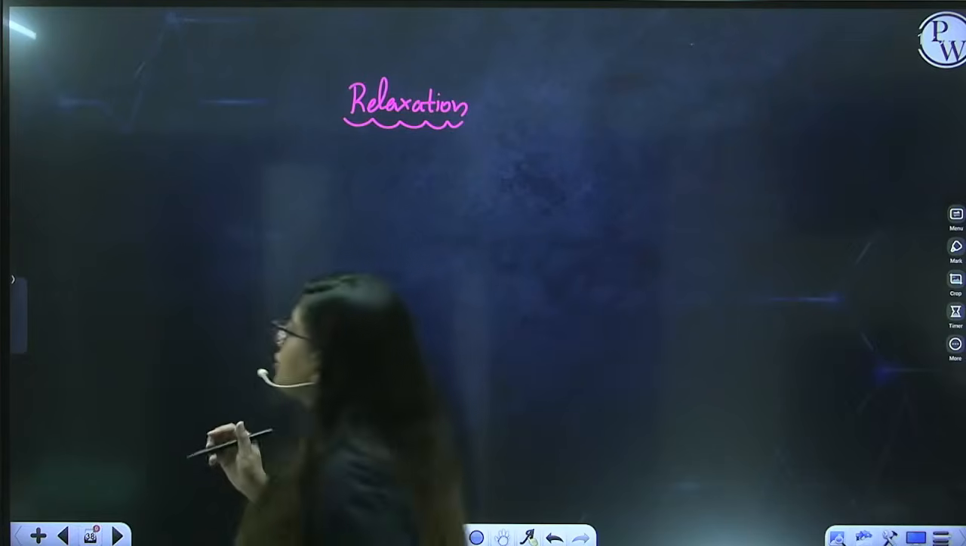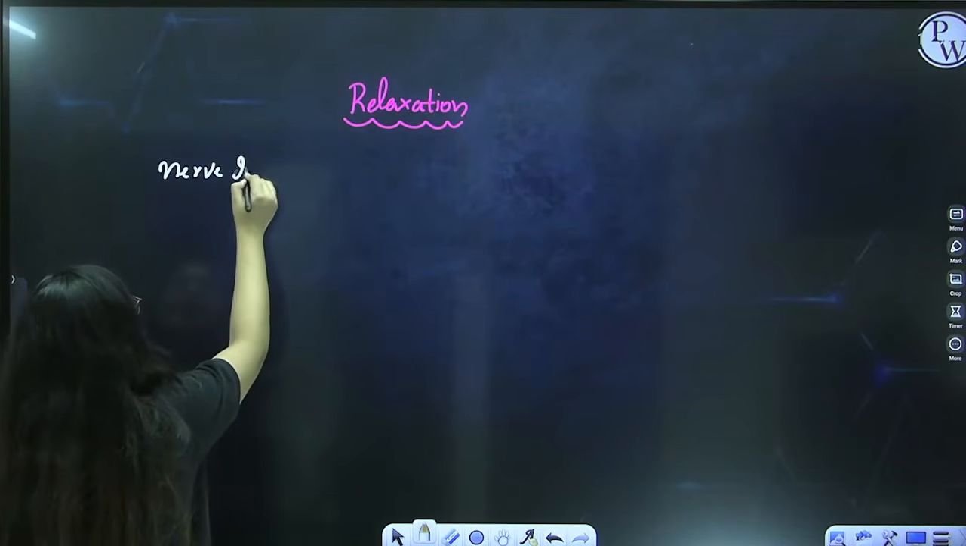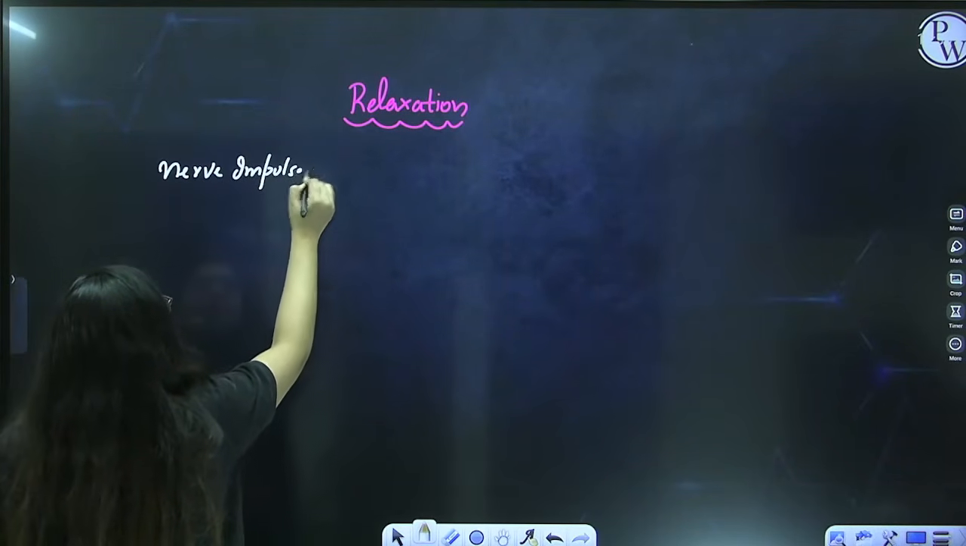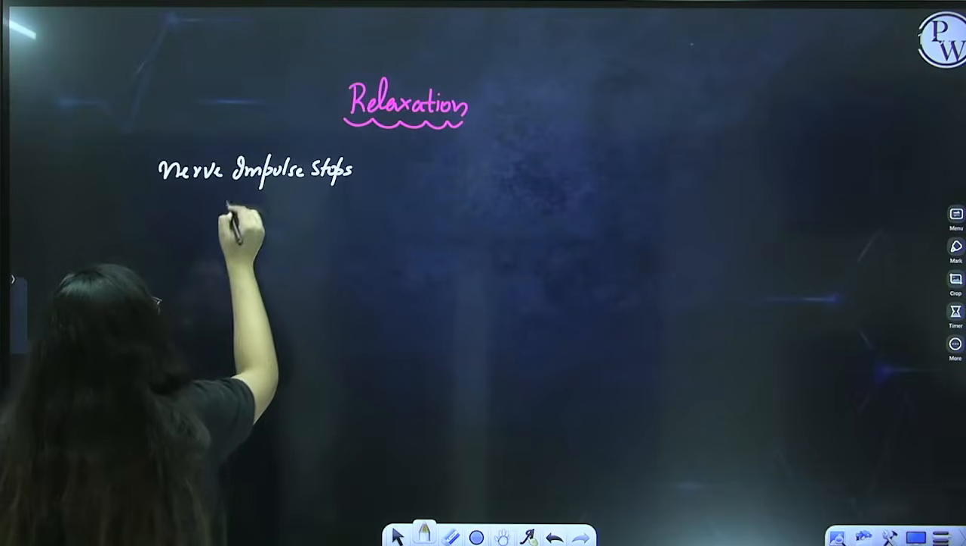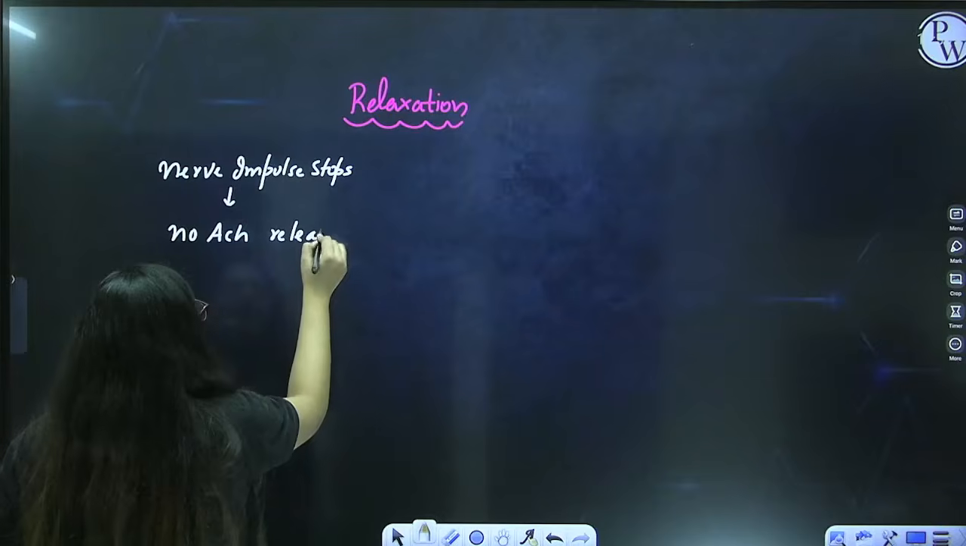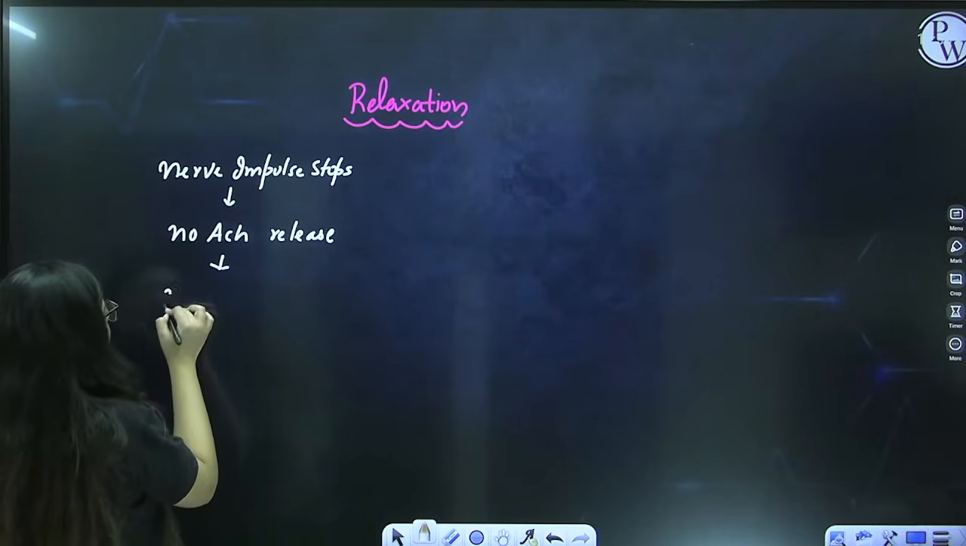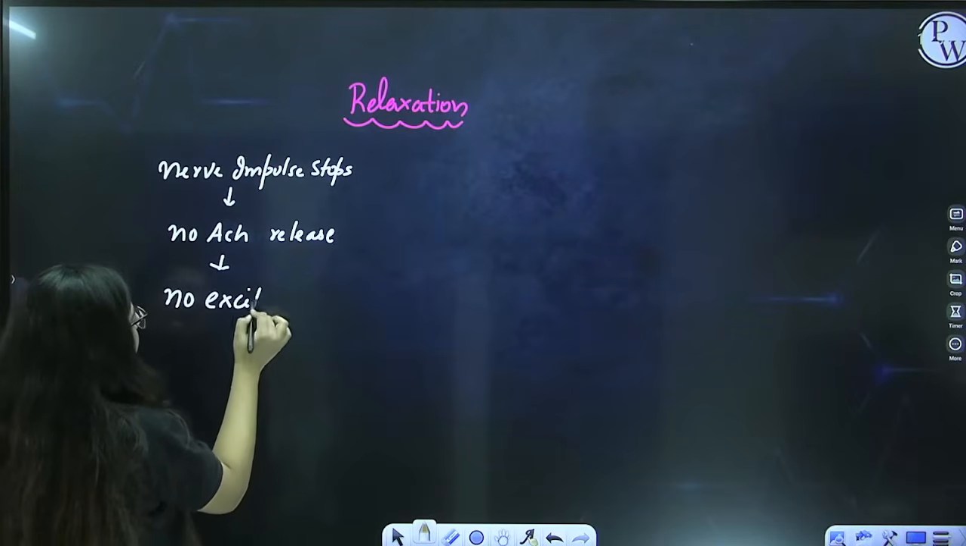So how does relaxation start? Nerve impulse stops first of all. What will stop, guys? Nerve impulse. When the nerve impulse stops, there will be no acetylcholine release. When there is no acetylcholine release, there will be no excitation of muscle.